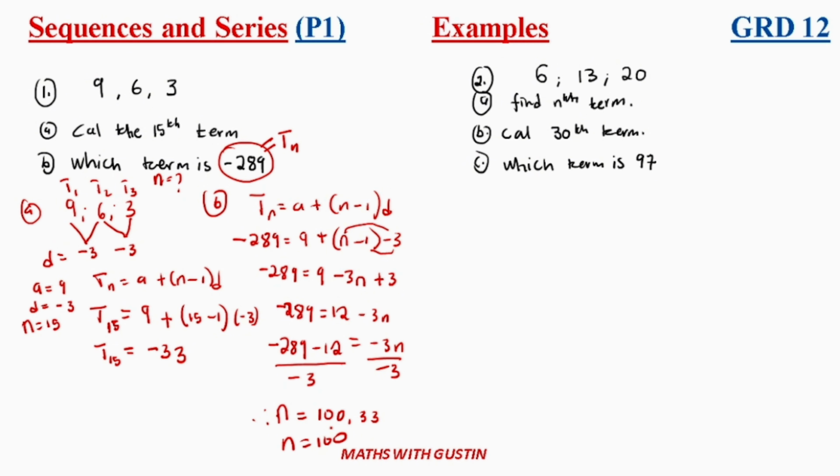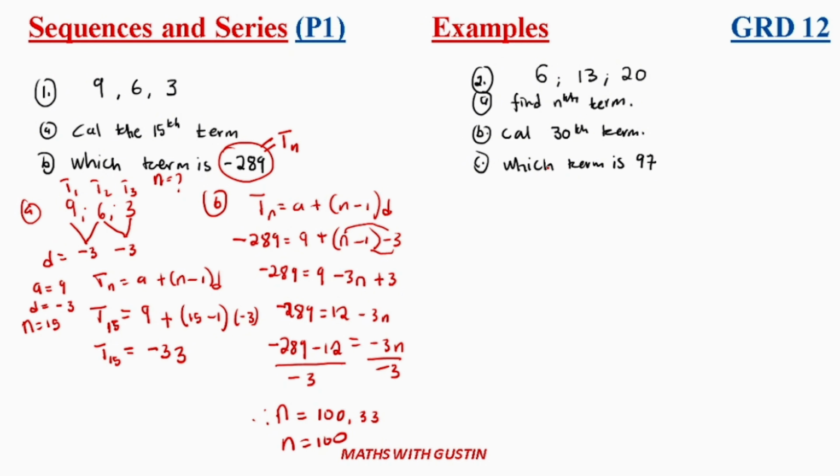Let's move right along to question number 2. Question number 2 says that 6, 13 and 20 are given there. They want us to find the nth term. All right, this is simple and straightforward, guys. No trick in this one. We just need to confirm if this is arithmetic, geometric, or quadratic.